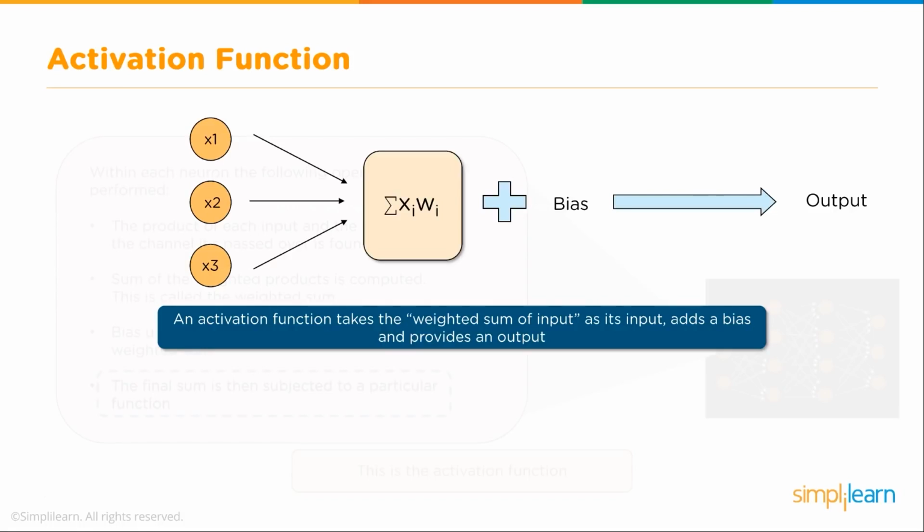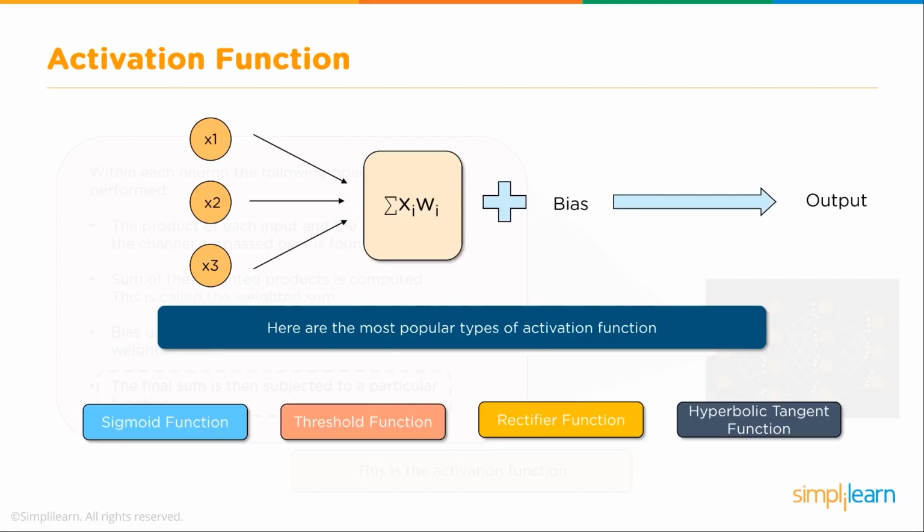As we dig deeper into activation function, an activation function takes the weighted sum of the input as its input, adds a bias, and provides an output. And a lot of times you'll actually see one formula for the sum of the weighted sum and the bias. You'll just see that as a single line of everything added together. In here we've broken it apart because it makes it clear that this bias is not computed the same as the weighted sums. Here are the most popular types of activation function.